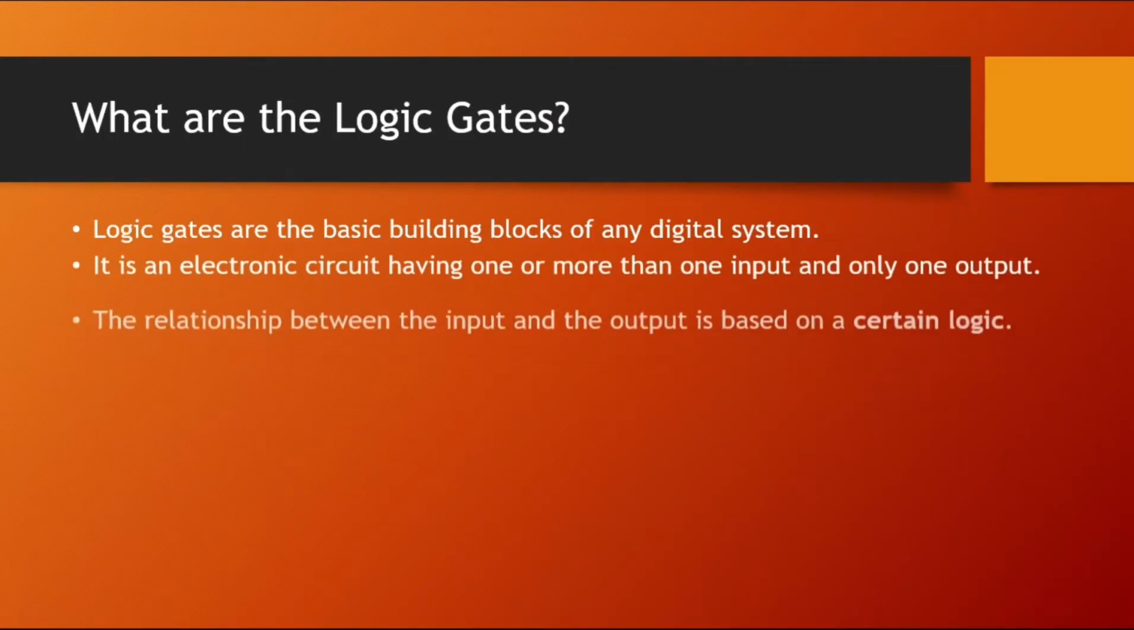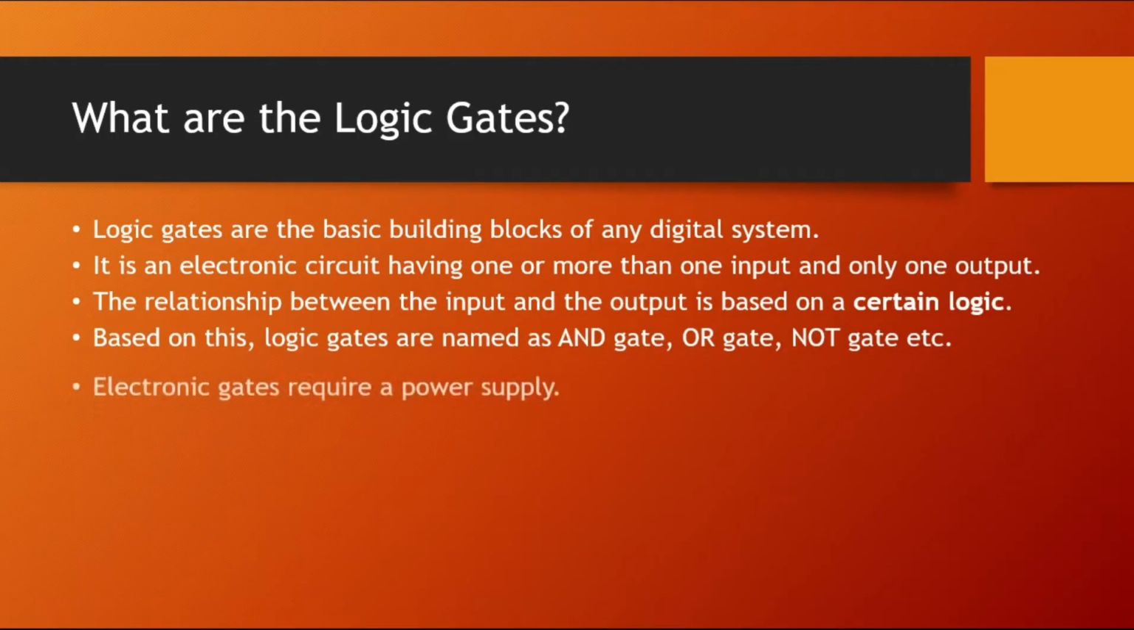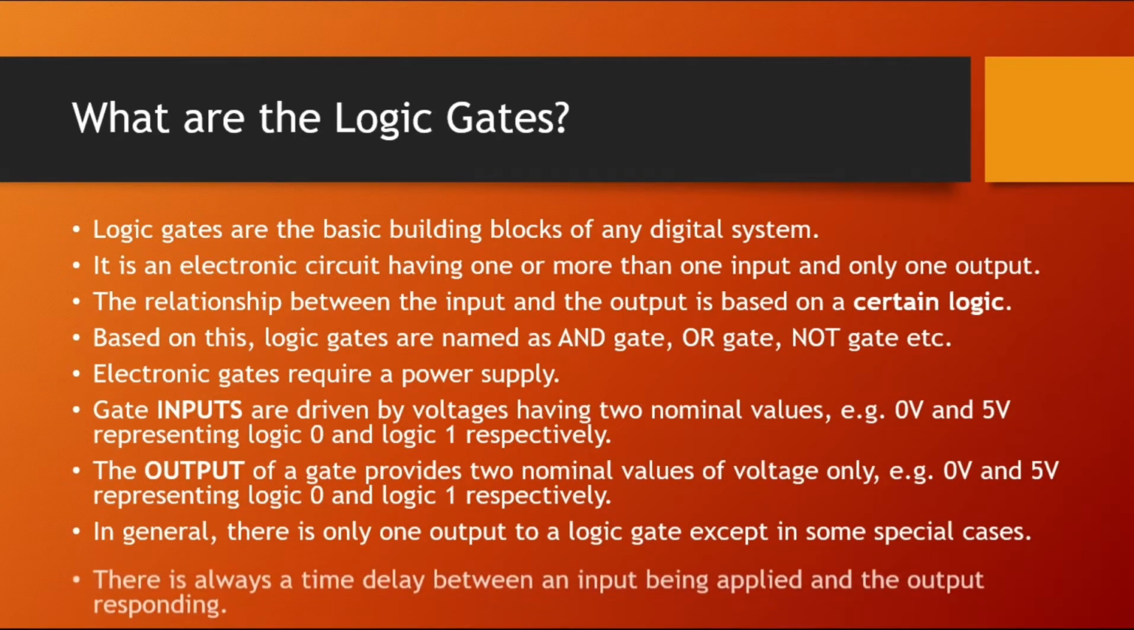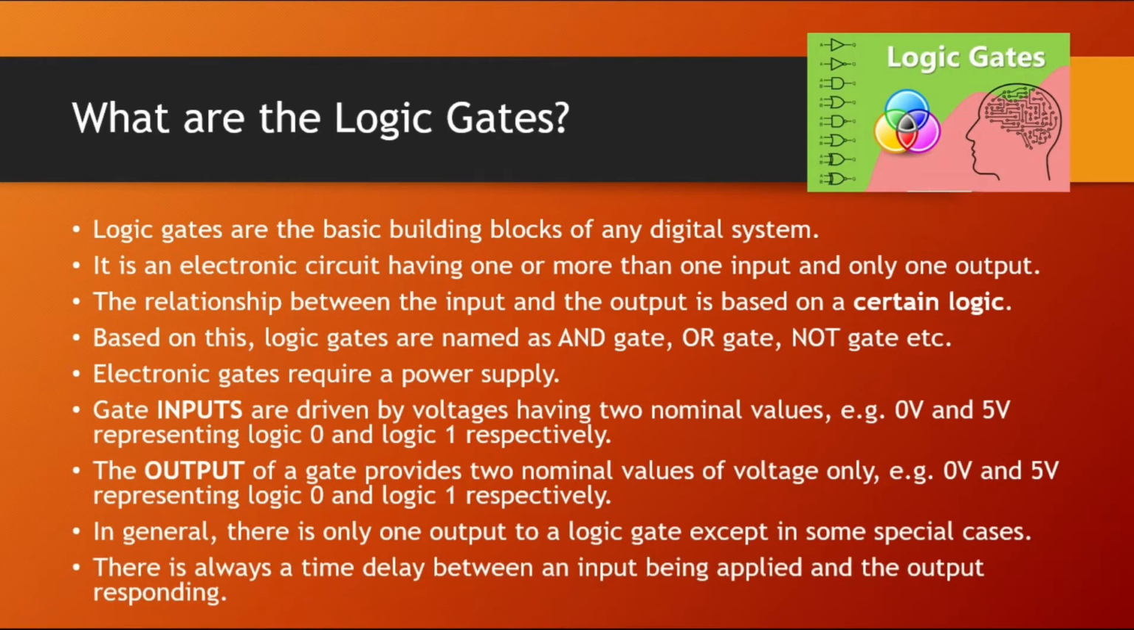Logic gates are basically the building blocks of any digital system. They are electronic circuits which have one or more inputs and one output. It is not necessary that they always have one output; they can have multiple outputs as well. But the relationship between their inputs and output is based on certain logic, and that logic makes the different gates like the AND gate, OR gate, NOT gate, etc.